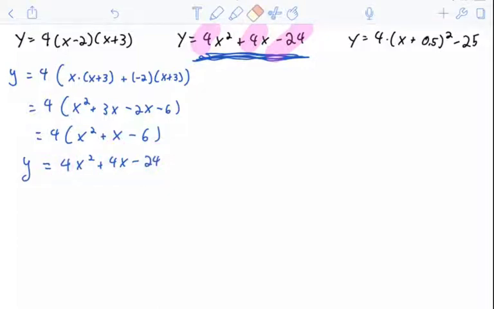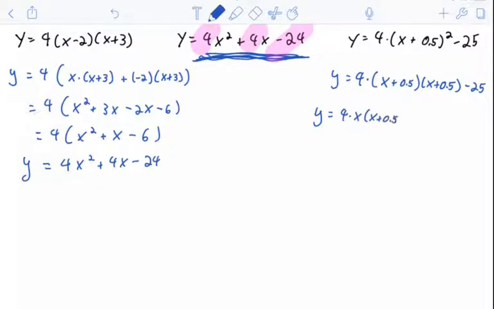What about the one on the right-hand side? That squared is shorthand for (x plus 0.5) times (x plus 0.5), minus 25. We'll write that out. I'm going to give myself a little bit more space. 4 times (x plus 0.5) plus 4 times x. Oh, wait, hold on. I made a mistake.